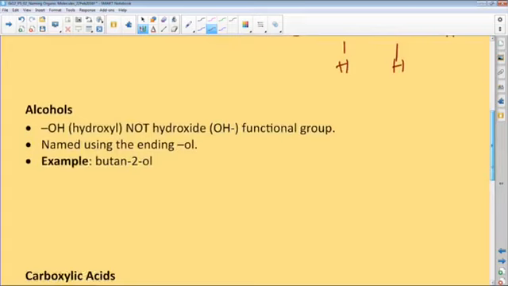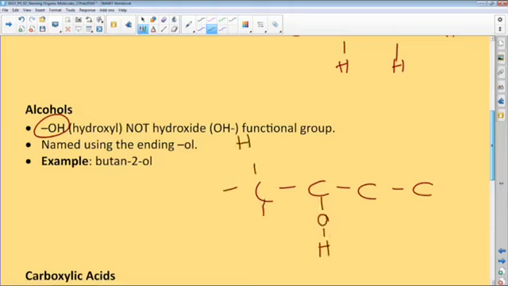Alcohols, very important. Their functional group is the hydroxyl group, not a hydroxide. It looks like a hydroxide, but it's not. Okay, so if we've got butan-2-ol, I'm going to put it here. We always show the bonds. And so in place of a hydrogen, we're going to put the OH in place of it. Okay, so these are nice and simple. We haven't done anything too exciting here yet.